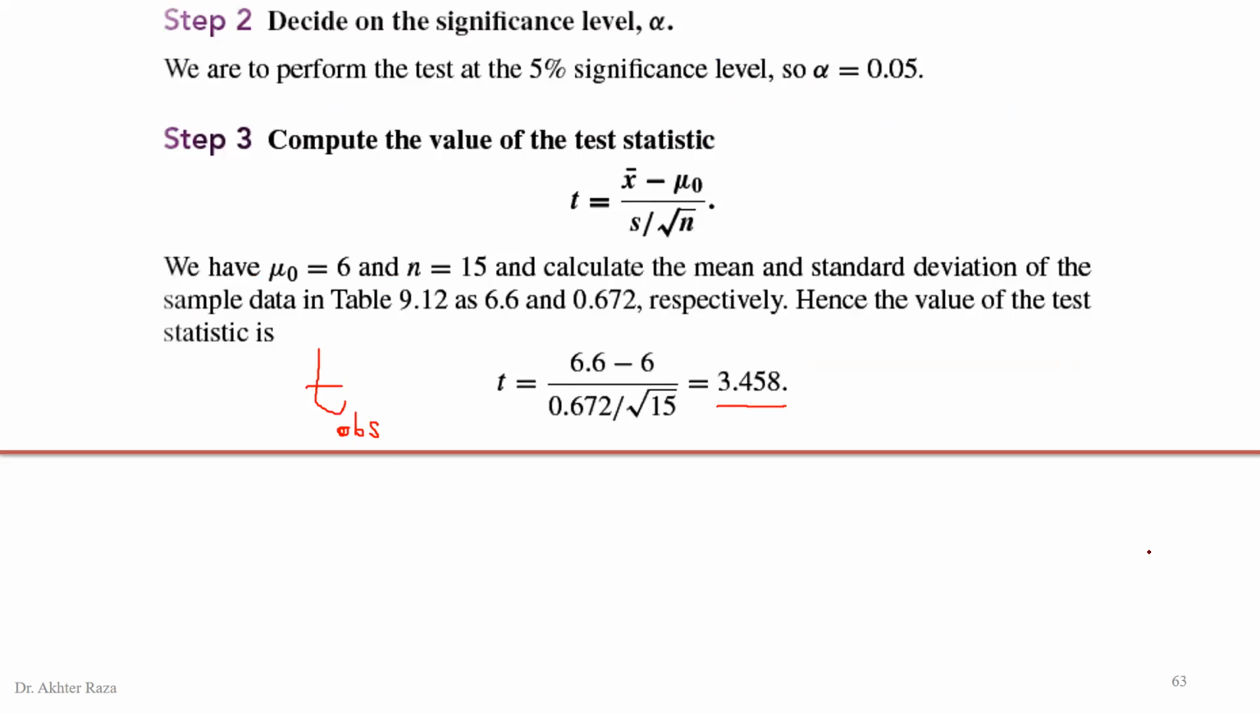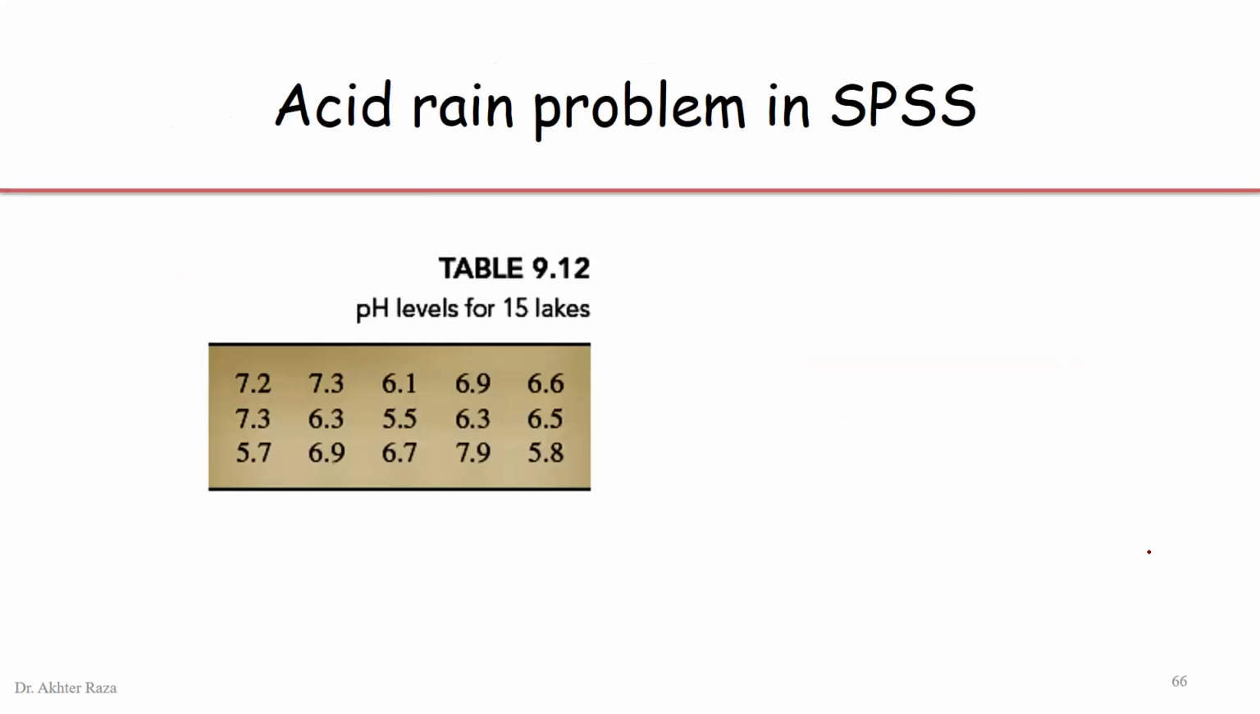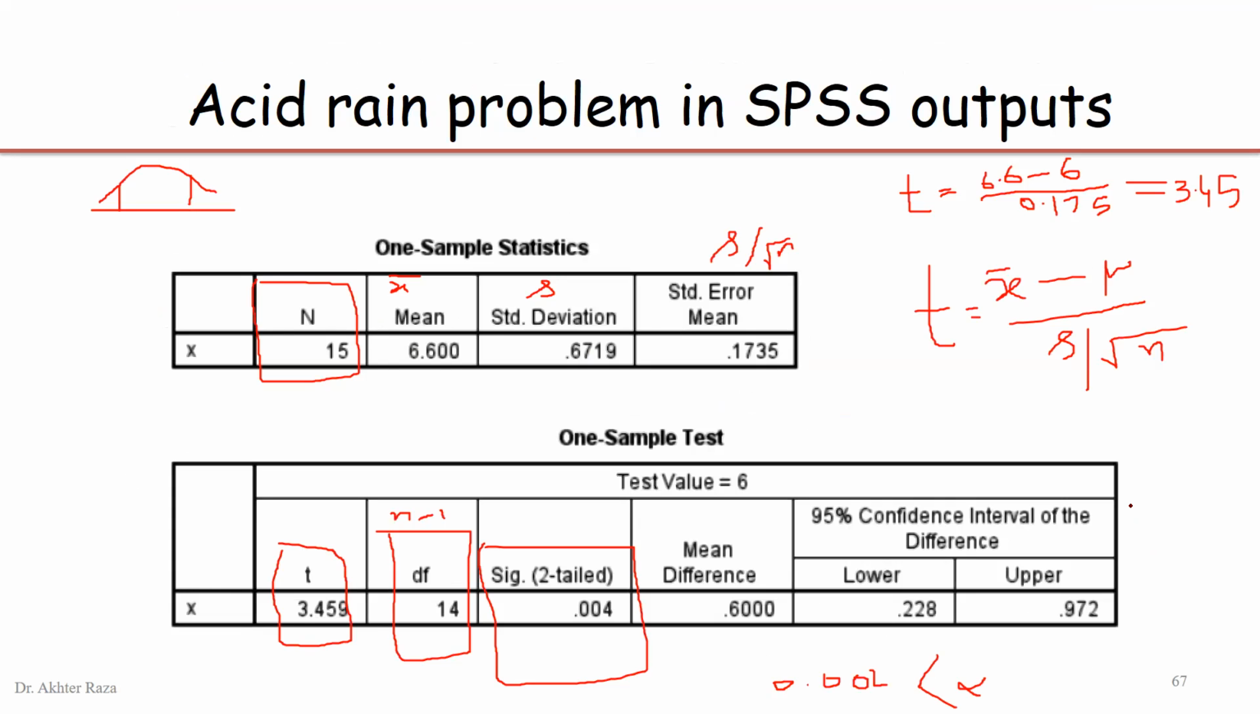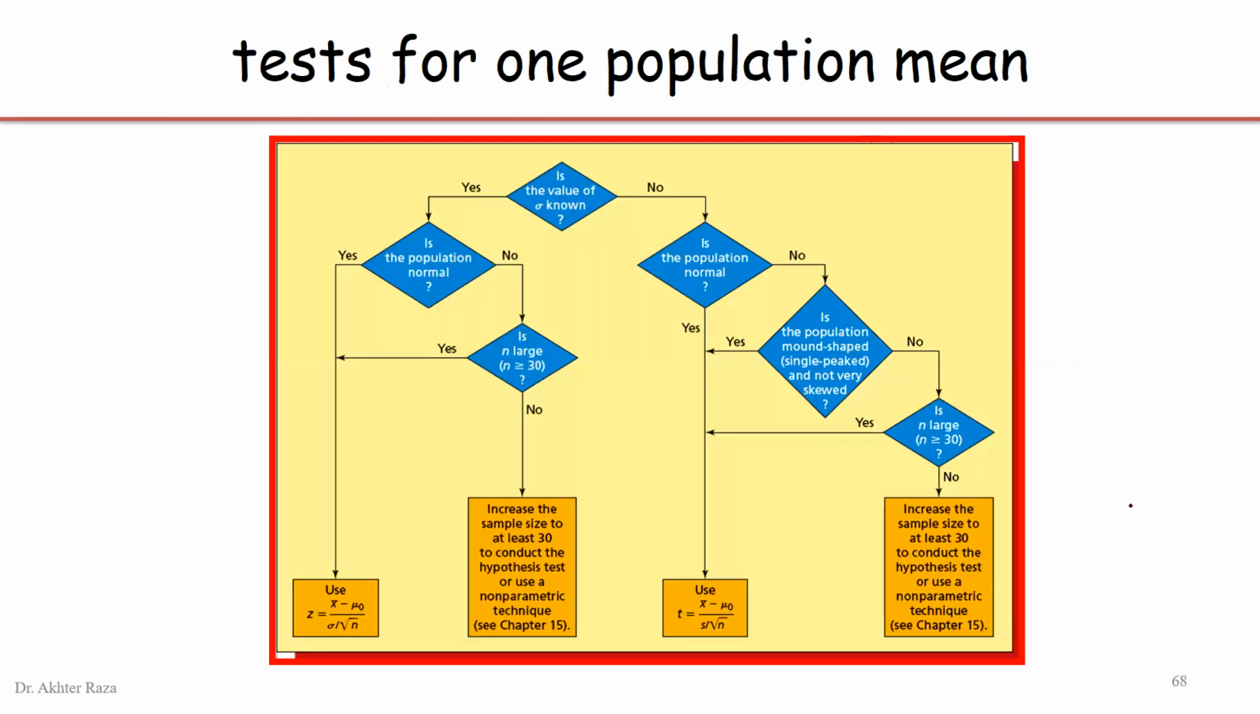So we have a manual solution of this problem, then we have an SPSS solution of the same problem. And this is the last slide. In this last slide, we have to summarize the procedures for one population mean. Is sigma known or unknown? If sigma is unknown, we may switch to the Z statistic.